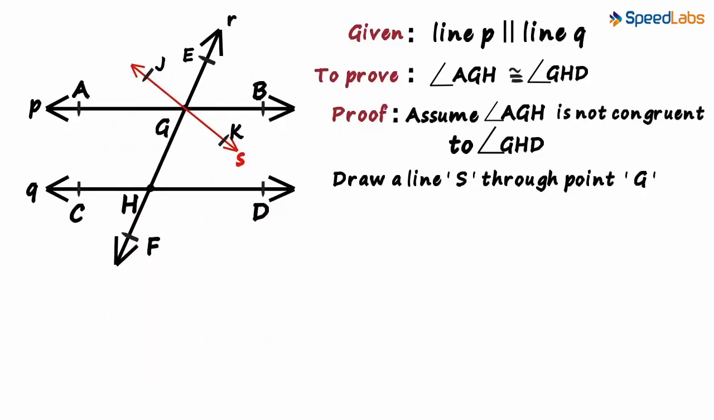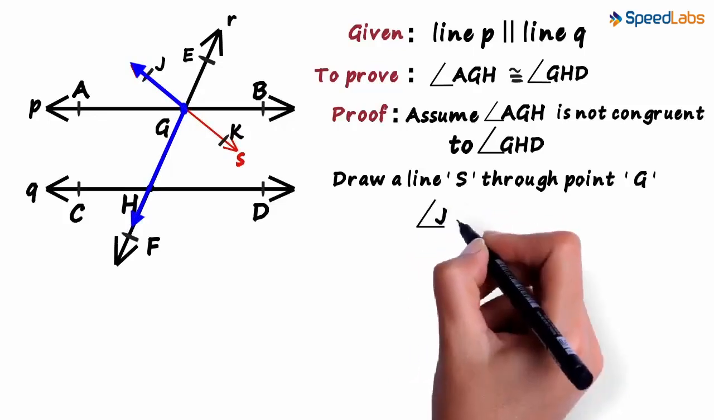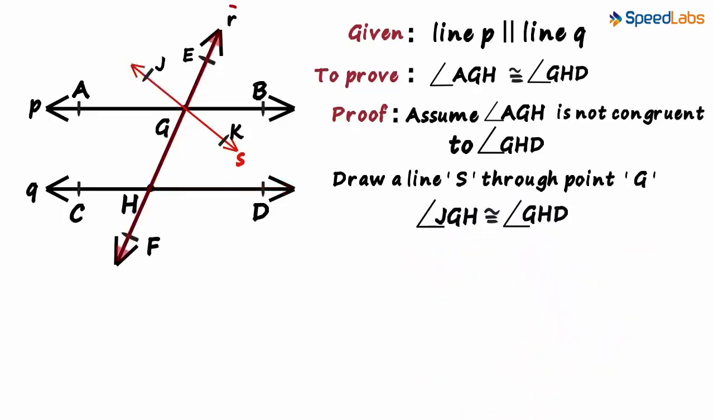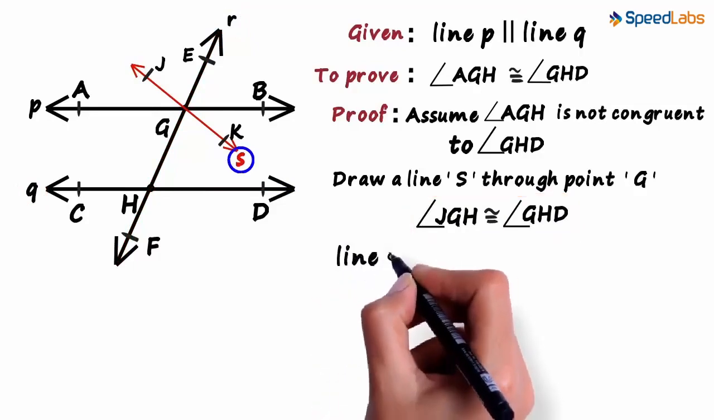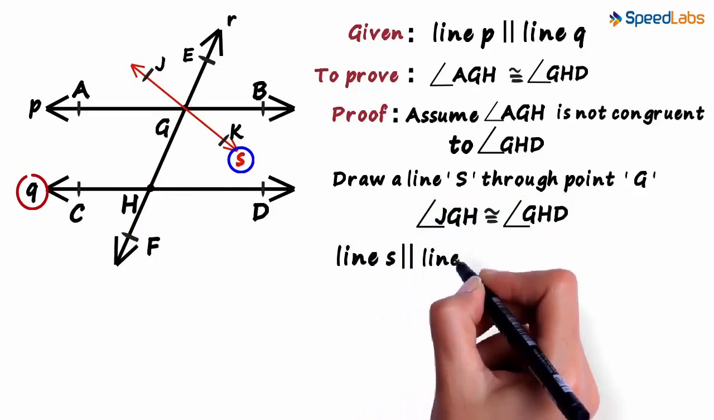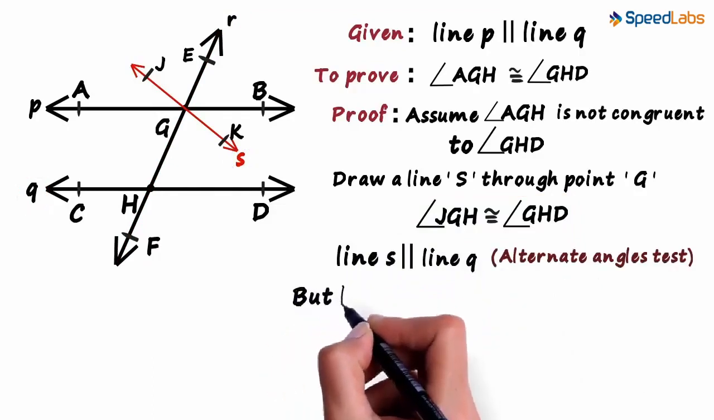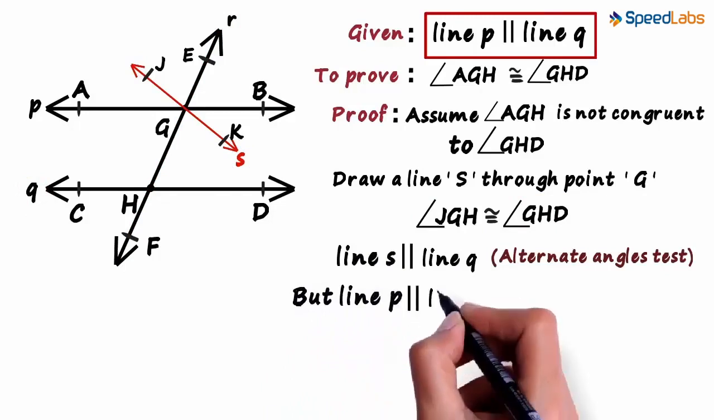Now just focus on line S and line Q. We have drawn S such that their interior angles are equal. Angle JGH is congruent to angle GHD. Line R is also transversal for lines S and Q. As its interior angles are congruent, we can say that line S is parallel to line Q because it satisfied the alternate angles test. But wait, line P is parallel to line Q?